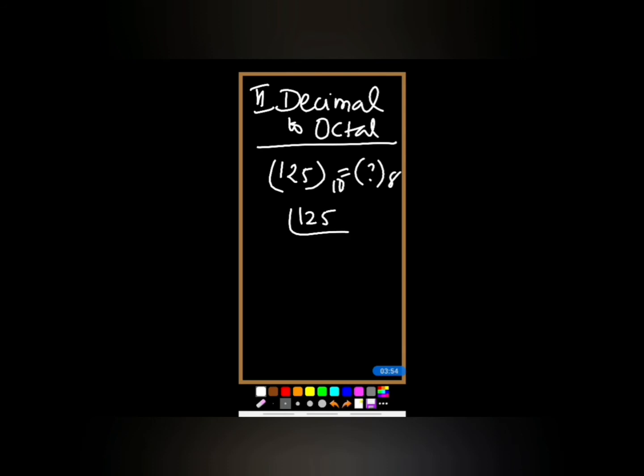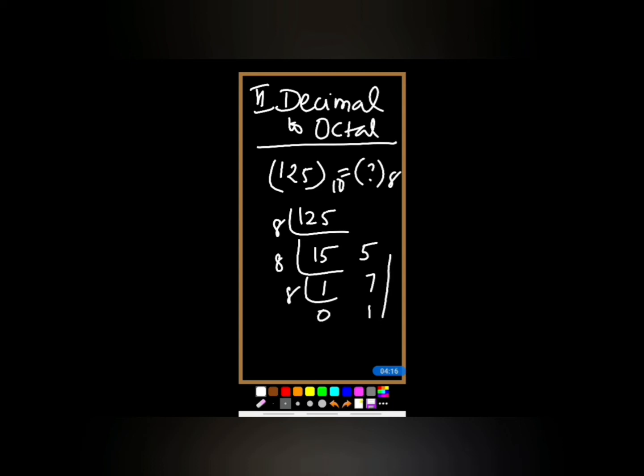125 continuously I have to divide by 8. Then what will be the answer? 15. Then 5 will be the remainder. Then again 8. Then 1. 7 is the remainder. Then 8. 0. 1 will be the remainder.